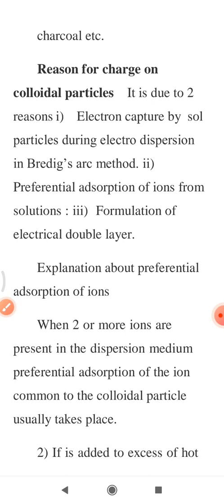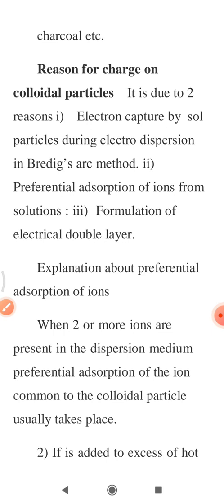So, it is mainly due to two reasons. One is electron capture by the sol particle during electrodispersion in Bredig's arc method. So, a colloidal particle can capture electrons, due to which they will get a charge, or preferential adsorption of ions from the solution. So as I told you, when we add an electrolyte containing a common ion, what happens? They will preferentially adsorb the ion. So that is the second one. Formation of electric double layer. So that is the third reason for the presence of charge on the colloidal particle.